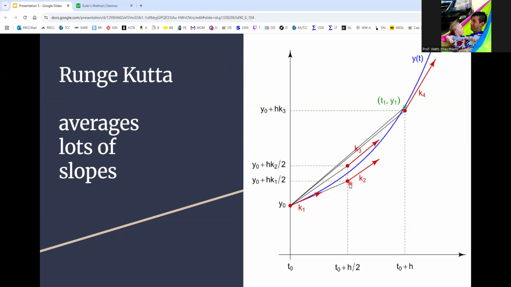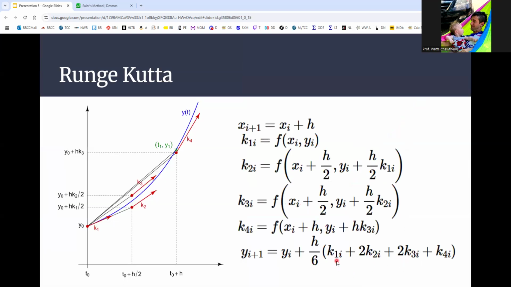Take a half step with that, recalculate the slope there. That gives us K2. Go back to the beginning, move a half step with K2, recalculate, get K3, go back to the beginning. Now take a whole step with K3, recalculate the slope, get K4 at the end, and then average the 4 K values. Now, not adding them all up and dividing by 4, but actually you add up, put a double weight on K2 and K3 since they're in the middle, and then you add up those 6 slopes and divide by 6. So it's a weighted average, putting a double weight on K2 and K3 since they are in the middle.